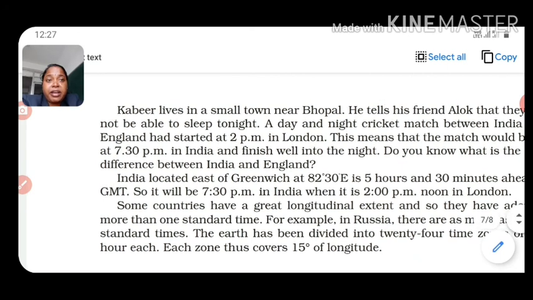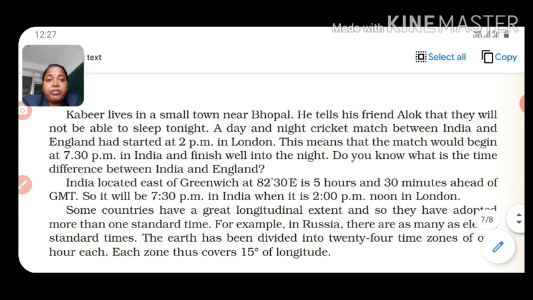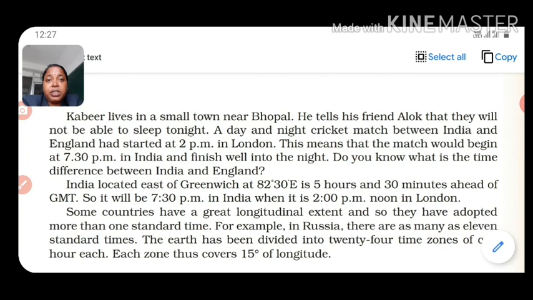Before that we should have a little more knowledge about the world, or you can say Greenwich Mean Time Zone. Okay, so here one story is given in your book, about Kabir and his friend Alok. Kabir used to live in Bhopal. Where is Bhopal? It is in Madhya Pradesh, right? So he tells his friend Alok that they will not be able to sleep tonight. Then he asked why? Because there is a day and night cricket match between India and England, which started at 2 PM in London.